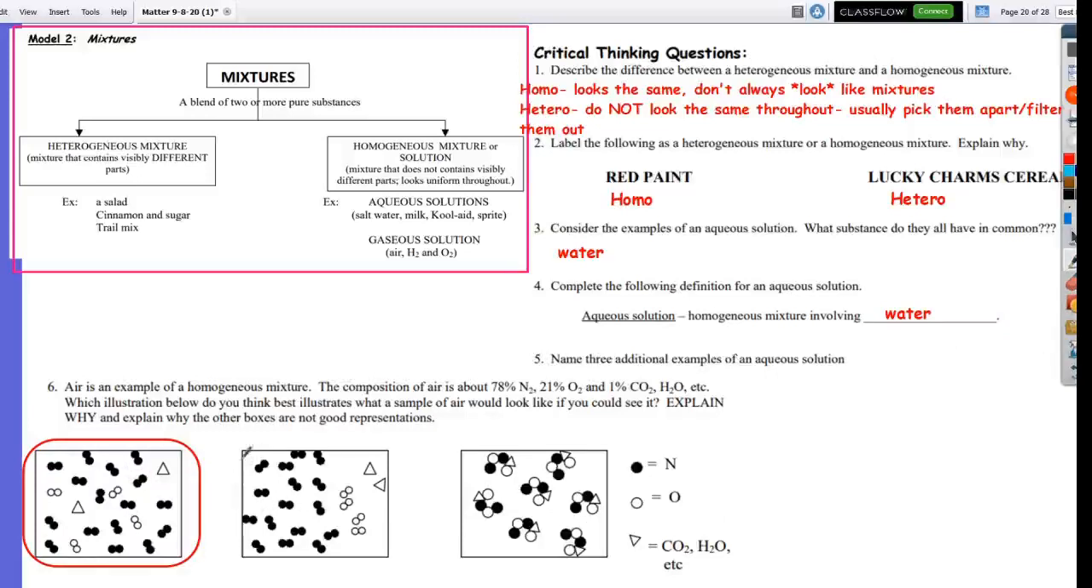Now you might be thinking to yourself, but Ms. Brubaker, I can see those bits. I can see the triangles. I can see the white molecules. I can see the black molecules. I can separate this out. Well, remember, this is a model of what's happening at the atomic level. So if you zoom out to what we can actually see, we can't actually see those individual molecules.